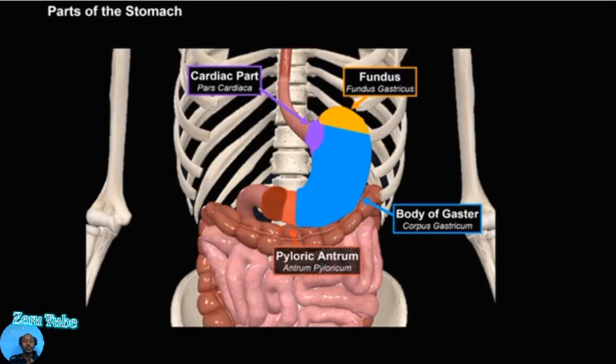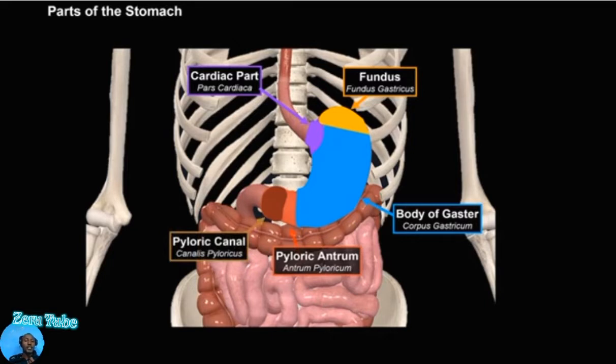The first one is the pyloric antrum. The pyloric antrum is found between the pyloric canal and the body of the stomach. The second part of the pyloric part is the pyloric canal. This pyloric canal is located between the pyloric antrum and the first part of the duodenum. The pyloric canal is the narrowest part of the stomach. This canal is mainly surrounded by the pyloric sphincter.